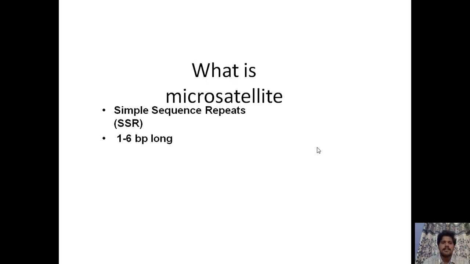Then coming to our next topic, that's microsatellites. This is the third type of marker. So what is a microsatellite? It's a simple sequence repeat of 1 to 6 base pair length.